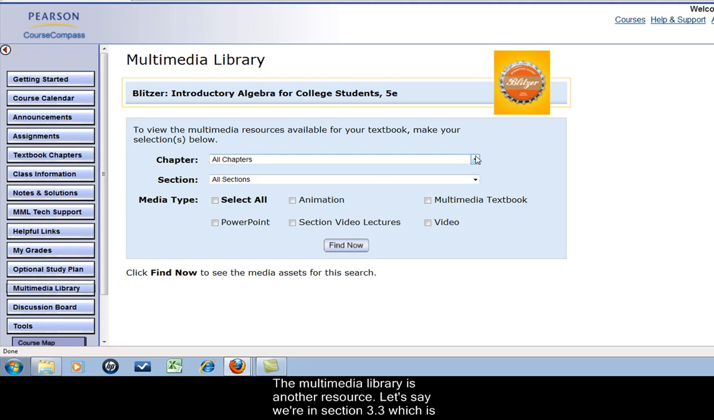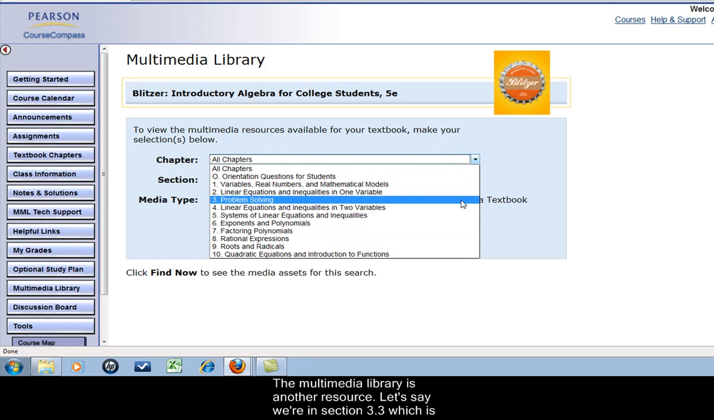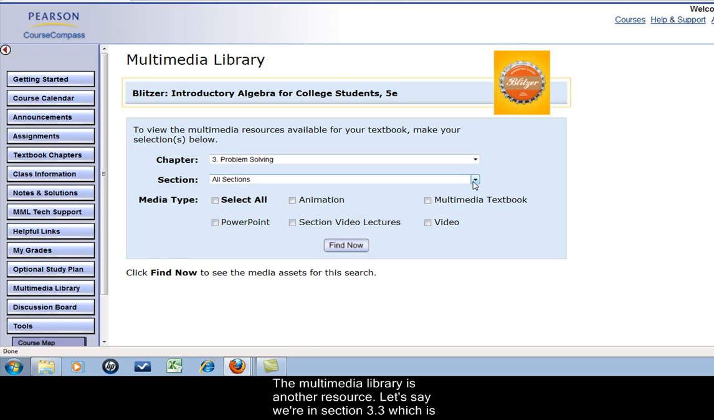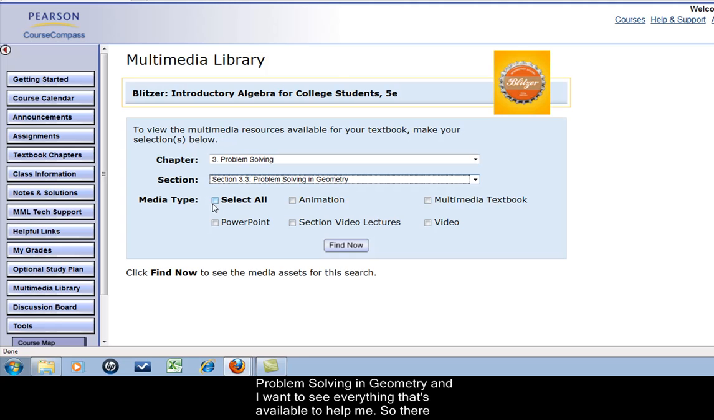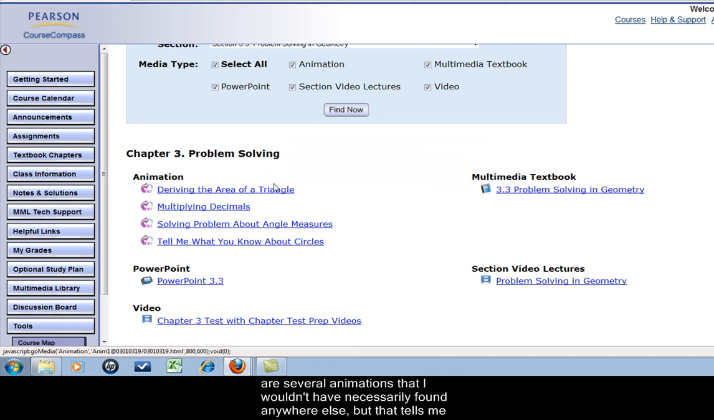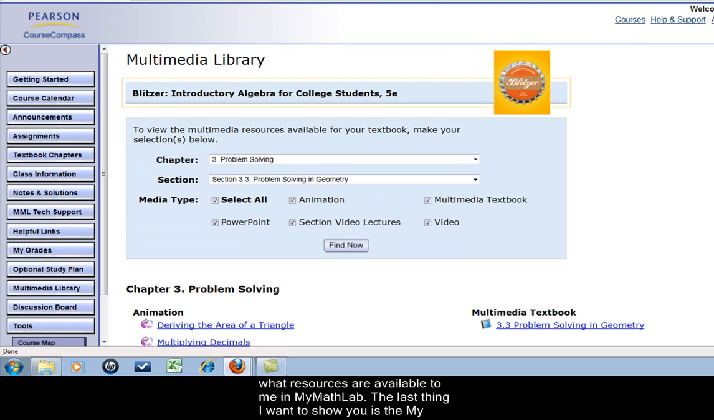is another resource. Let's say we're in section 3.3, which is problem solving in geometry, and I want to see everything that's available to help me. So there are several animations that I wouldn't have necessarily found anywhere else, but that tells me what resources are available to me in my math lab.